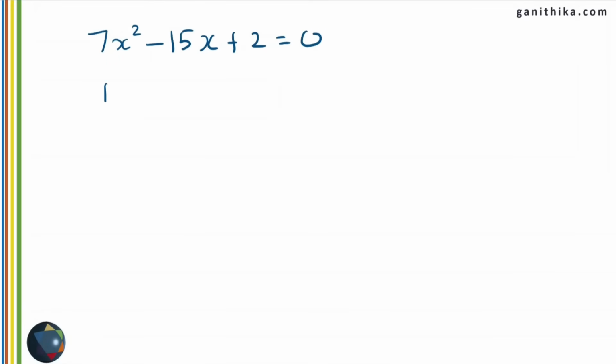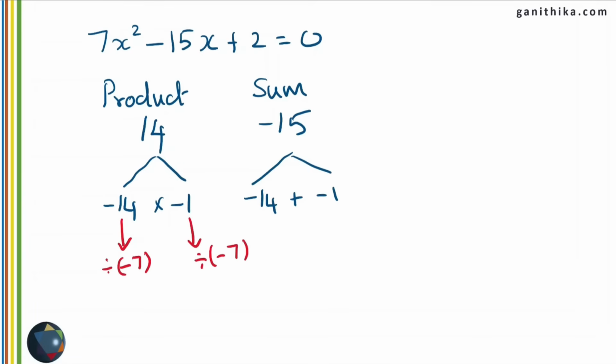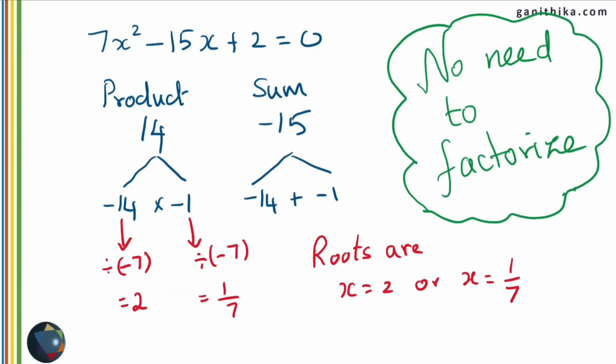We have this equation, the product is 14 and the sum is negative 15. So you will choose the numbers as negative 14 and negative 1. And now by the proof that we just did, we have to divide this by negative of the leading coefficient, which is 7. Therefore, dividing each of those numbers by negative 7, we should be getting the roots. The roots should be 2 and 1 over 7. So there is no need to factorize anymore. You just have to find the numbers for product and sum, divide by the negative of the leading coefficient, and you will get the roots.